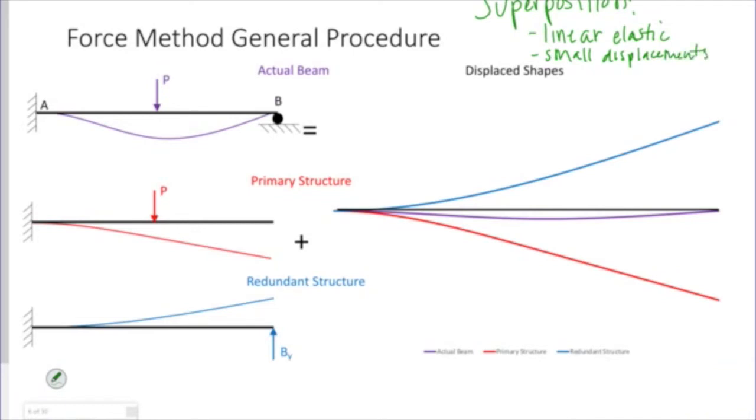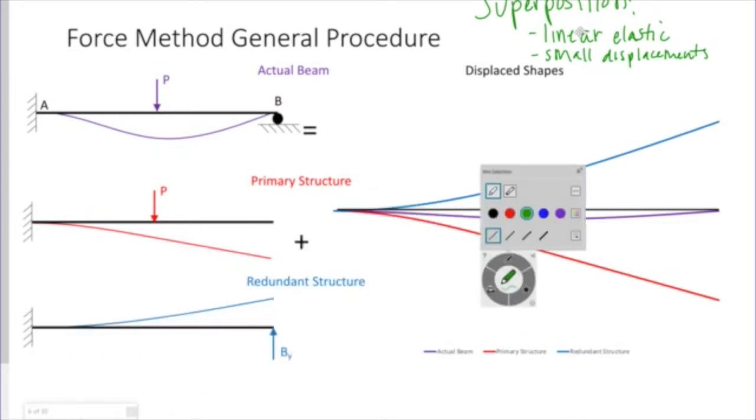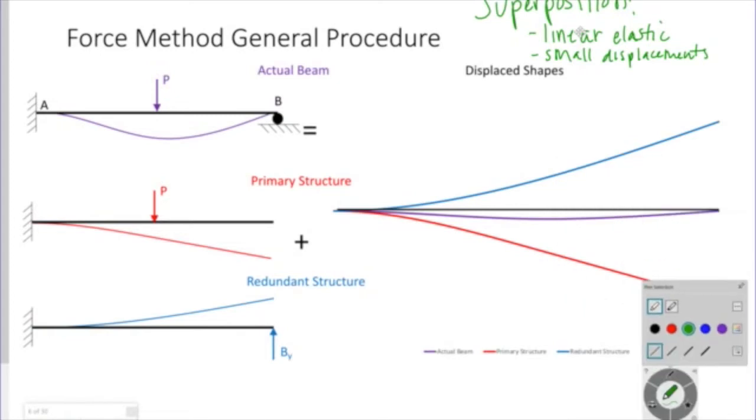Right? So if I look over here, my actual beam, purple, right? I chose blue, red, and purple because red plus blue equals purple. Yep. We're learning about colors today. Here is my beam that has too many reactions.